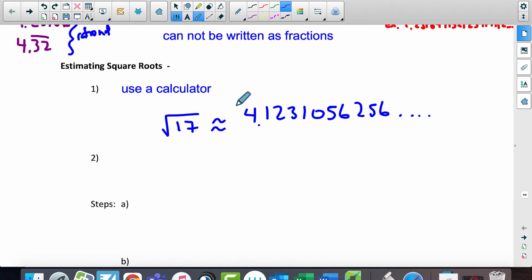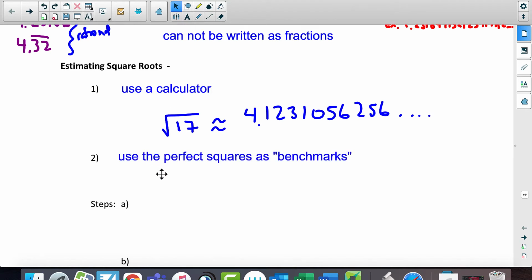Okay, that's one way to get an estimate of a square root. Sadly, you will not be doing that in this chapter. You're not allowed to use calculators in this chapter. I'm so sorry, everyone. Even the, what do we call them? The crapulators, the crummy calculators, you can't use those in this chapter. So you need a second method, and here's your second method.